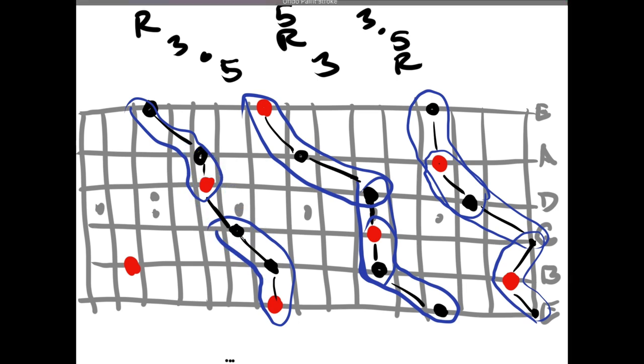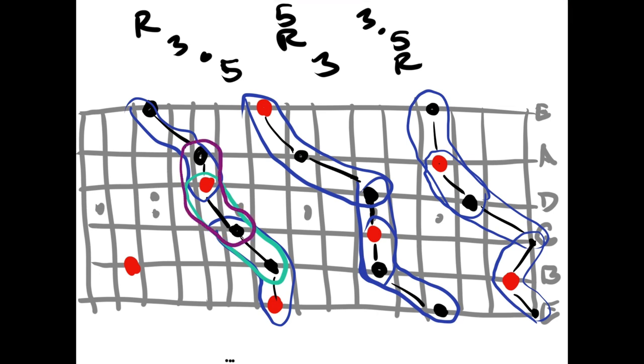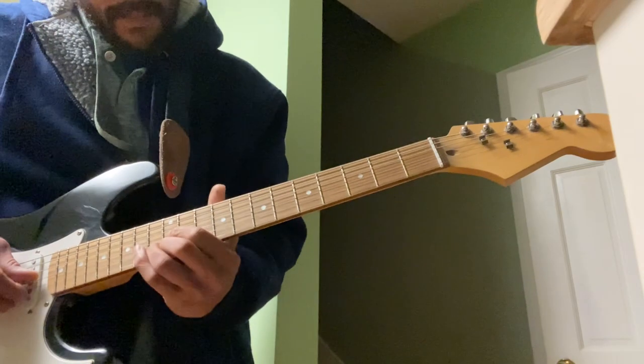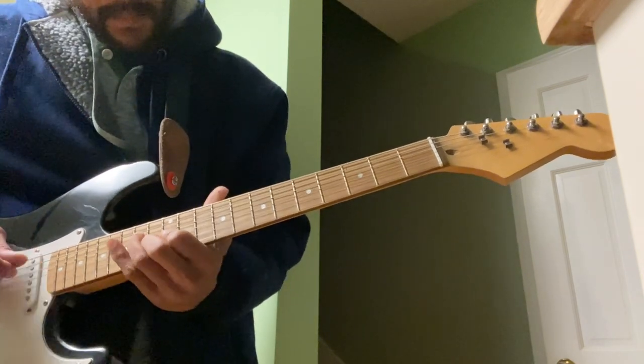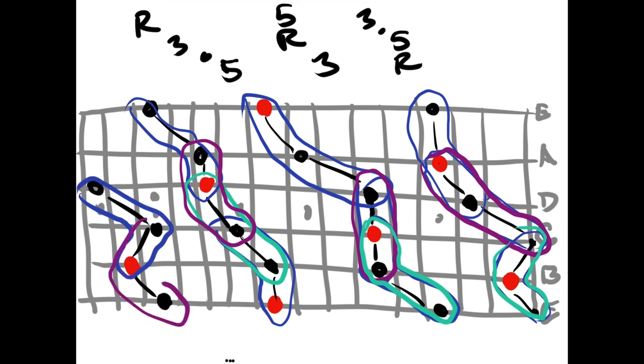Okay, hold on. That's messy. Okay, we got this triad. We got this triad. Let's do this. Brings us back to our D shape. And we get that triad, and then we have this triad. This one, this one.